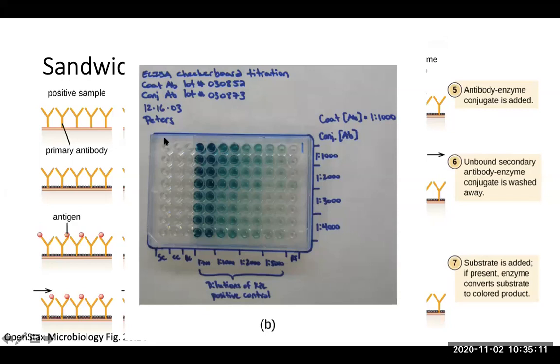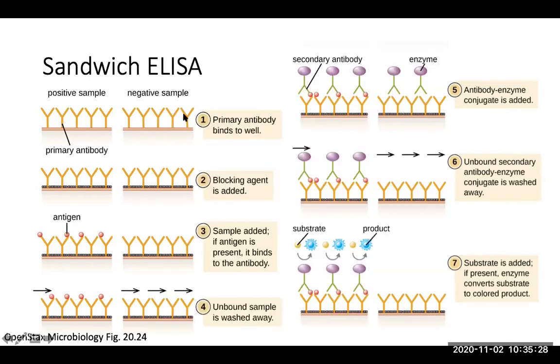So this plastic plate is filled with all of these little plastic wells, and that's where you add the different reagents. The first antibody that's added is called the primary antibody. So the primary antibody is going to bind to the well, and then you're going to add what's called a blocking reagent. This is going to bind to any of the spaces that are not covered with antibody, and this will prevent the other antibodies and antigens from sticking to the well non-specifically later.